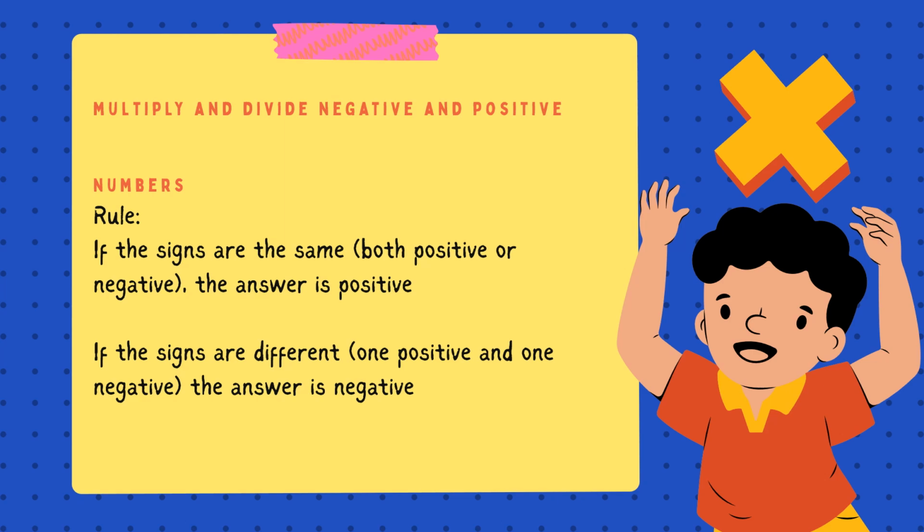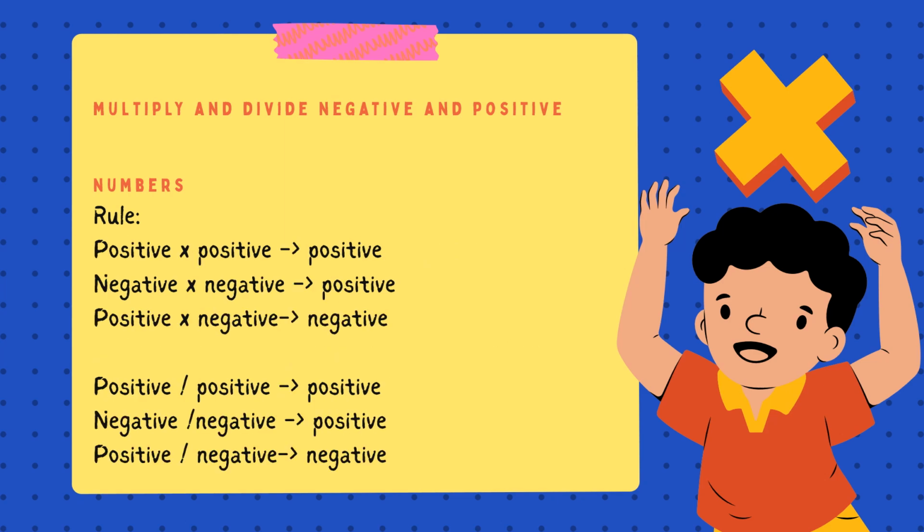They understand each other. Take a look at the rule again. Positive times positive, answer is positive. Negative times negative, the answer is positive because guess what? They're speaking the same language. But positive times negative, two different languages, you're going to get a negative. We don't understand each other. There's a language barrier, right? Same with division. Positive divided by positive is a positive. Negative divided by negative is a positive, and positive divided by negative is a negative.